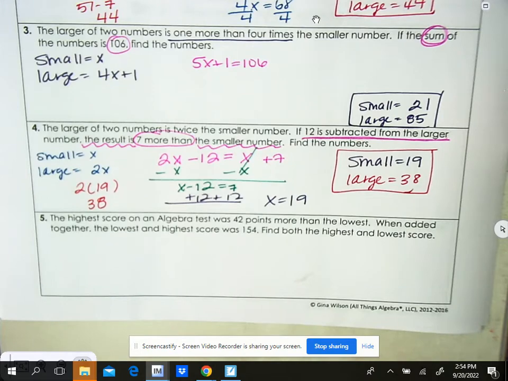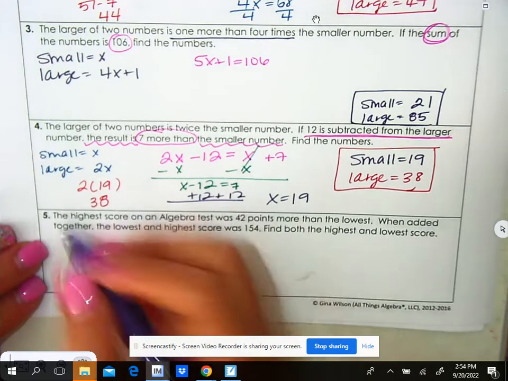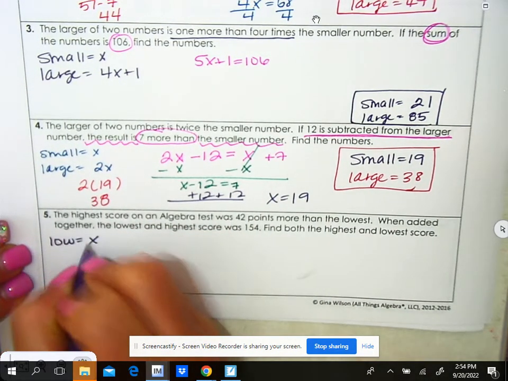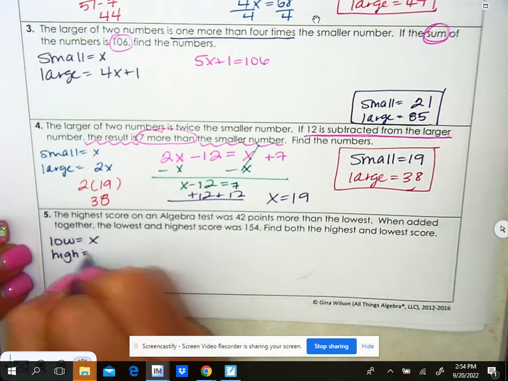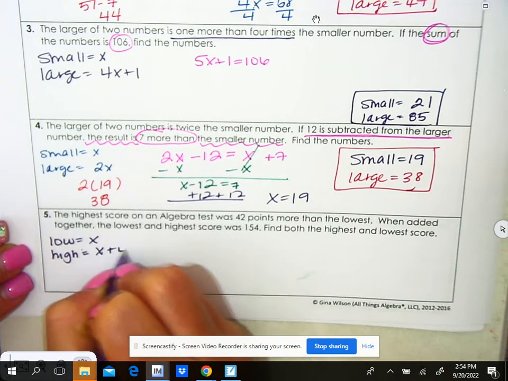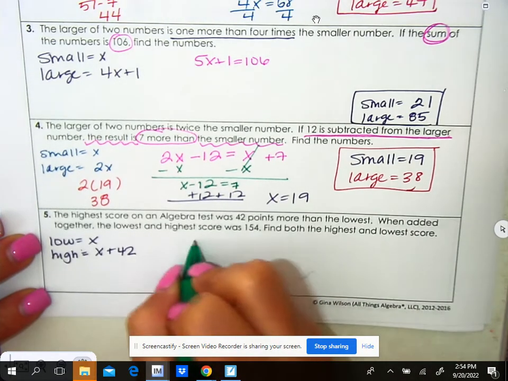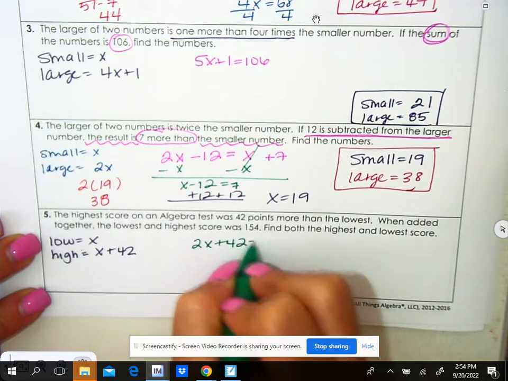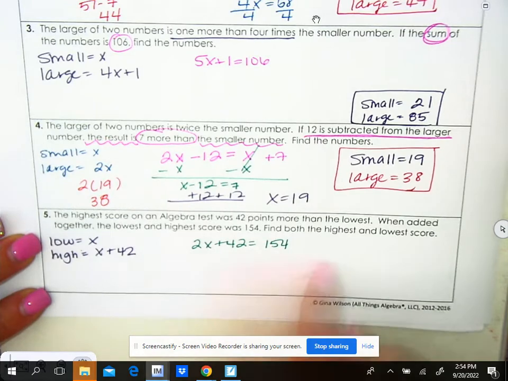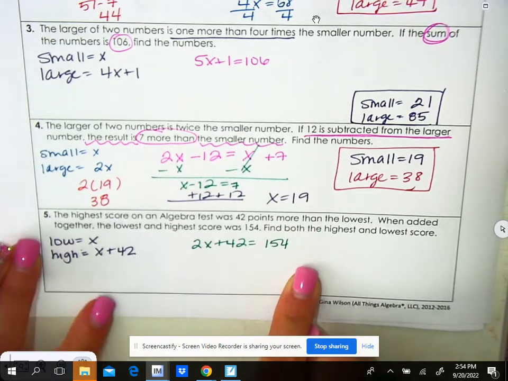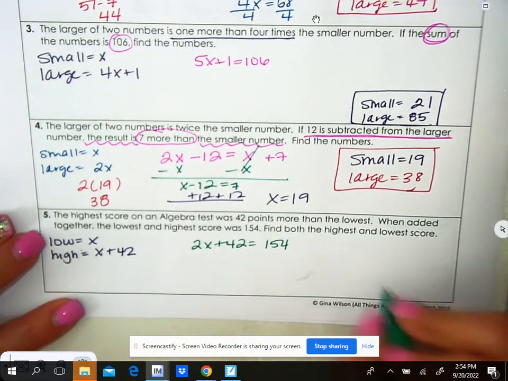Okay, number 5. The highest score on an algebra test was 42 points more than the lowest. So we're going to let our low be x and our high be x plus 42. When added together, so add those together, 2x plus 42 is going to equal 154. Again, that's a 2-step equation. I'm going to let you solve that out.